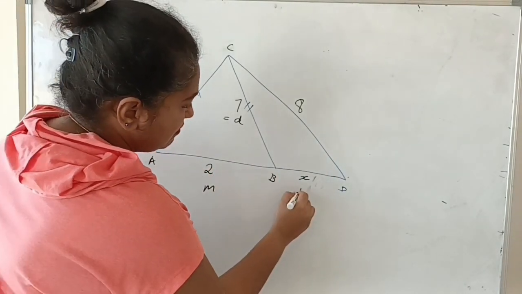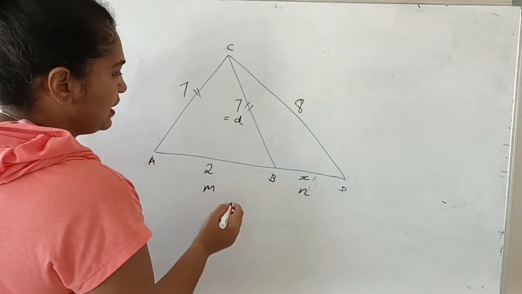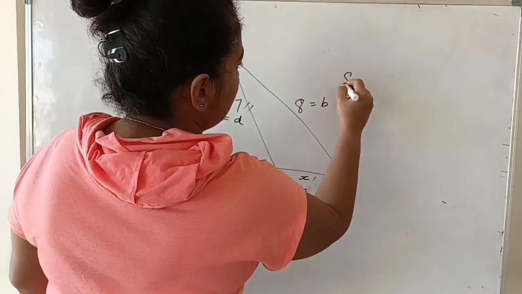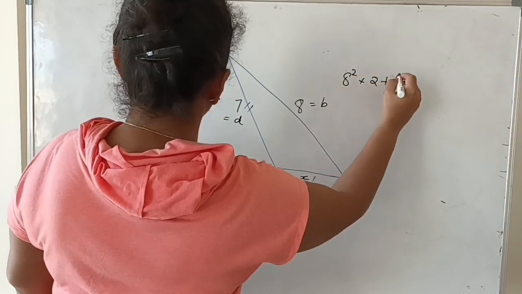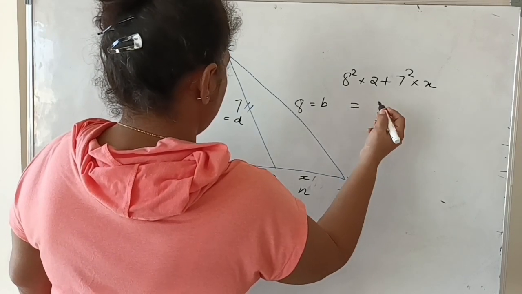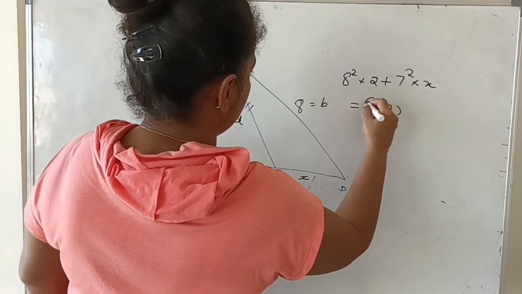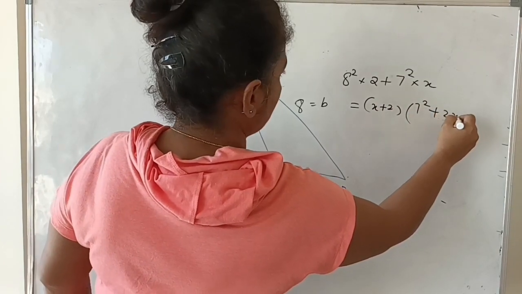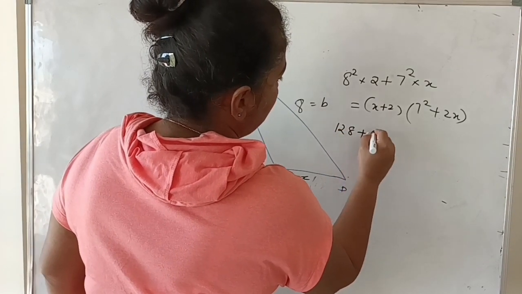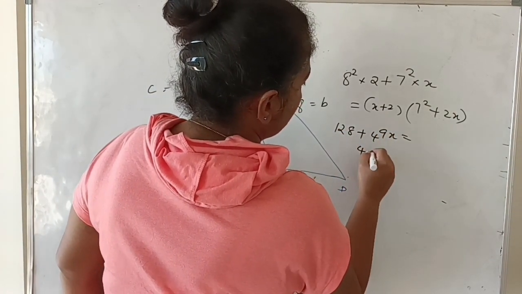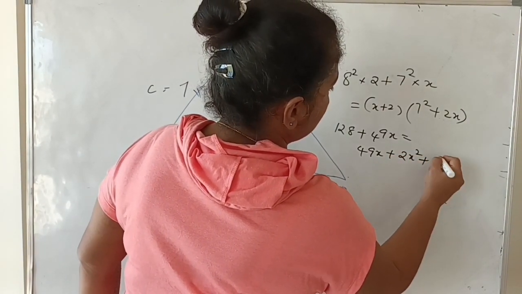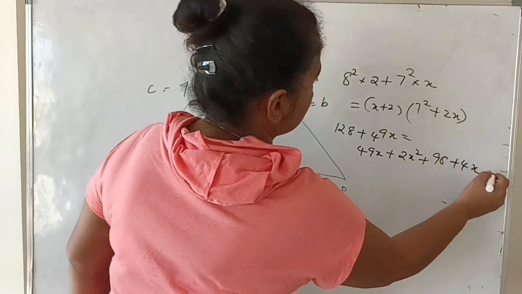So let us start applying. This is my m, this is my n, m plus n is equal to a, and this is my b, and this is my c. Correct? So let us start. It is 8 square into 2 plus 7 square into x is equal to a into a, which will become x plus 2, into 7 square plus 2x. Now let us open the bracket over here. You will get 128 plus 49x is equal to 49x plus 2x square plus 98 plus 4x.